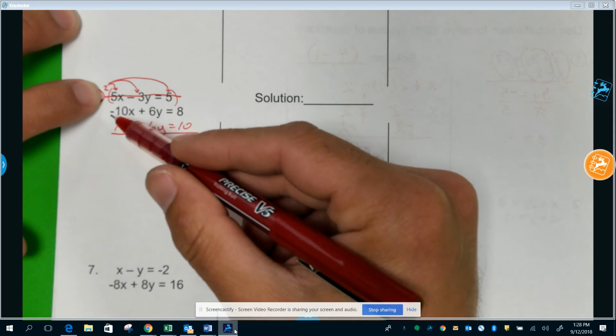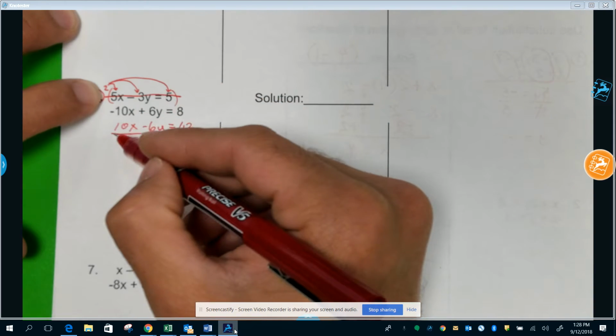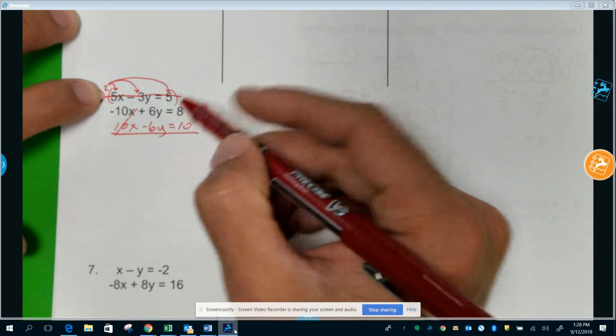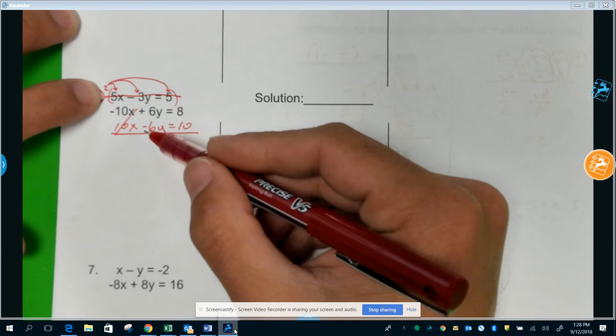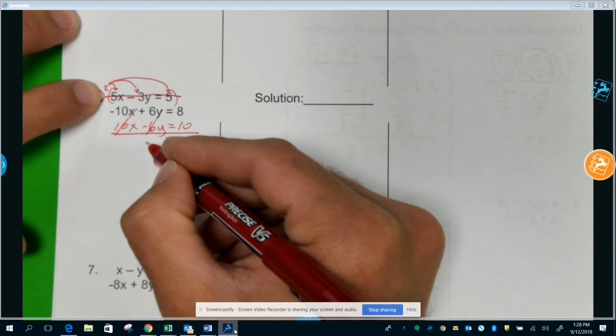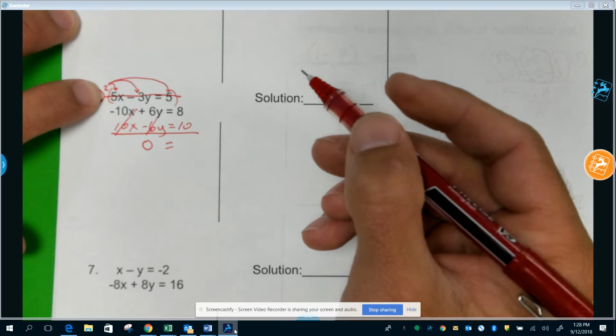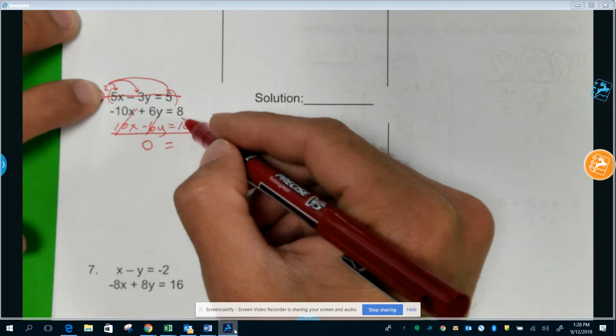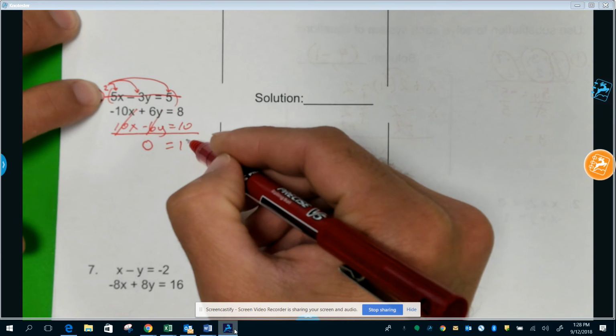So now if I combine my like terms, negative 10x plus 10x, that cancels. Combine your y's, positive 6y's minus 6y's. That also cancels. So if everything cancels over here, I just have 0 left over. And then on the right side, you have an 8 and a 10. 8 plus 10 is 18.